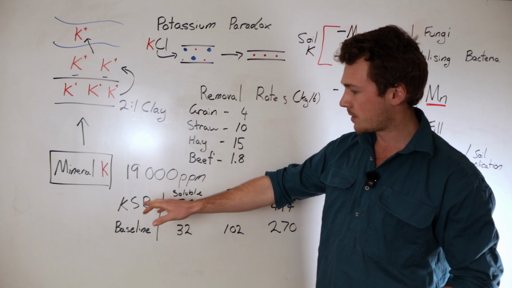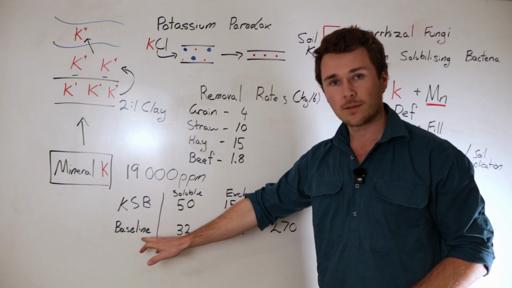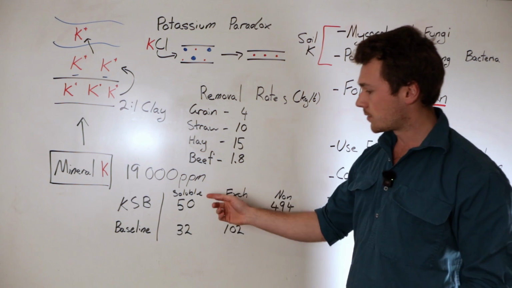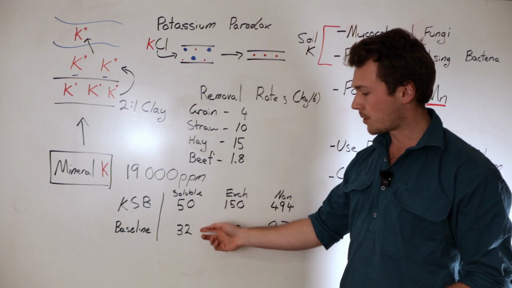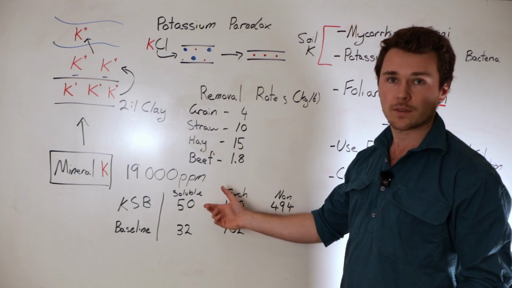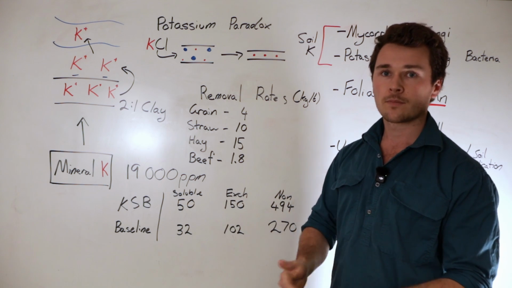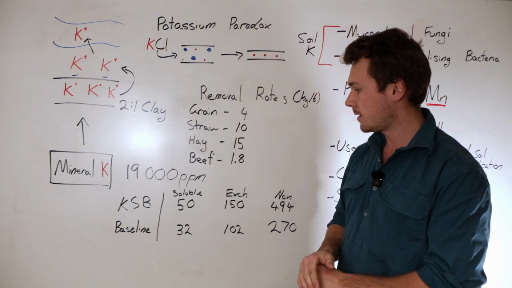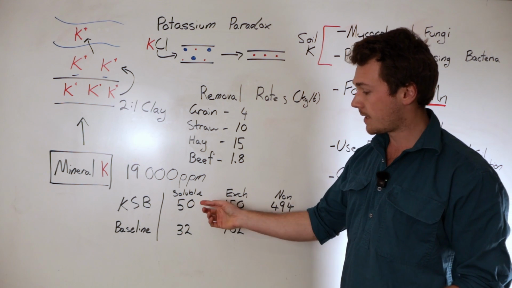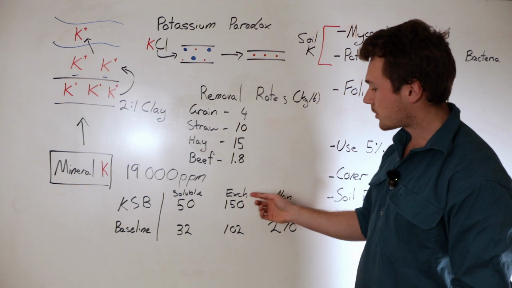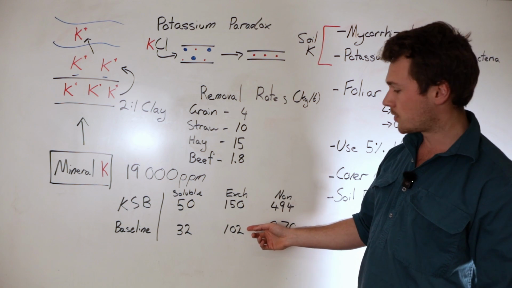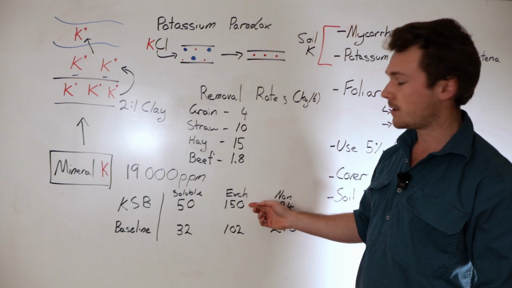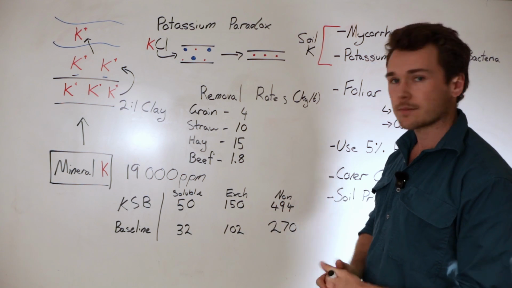And so there's an interesting paper where they're looking at different potassium solubilizing bacteria, and this is what they found. They applied their potassium solubilizing bacteria and compared it to the baseline soil. So soluble potassium went up. Previously that was 32, now it went up to 50. That's pretty much the ideal level. Maybe a bit higher in higher clays, but now that's sufficient. That's great. Exchangeable went from 102 all the way up to 150. That's a 50% increase. That's massive.